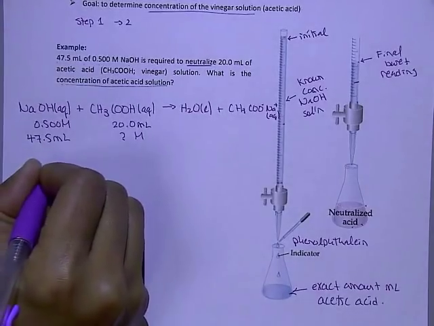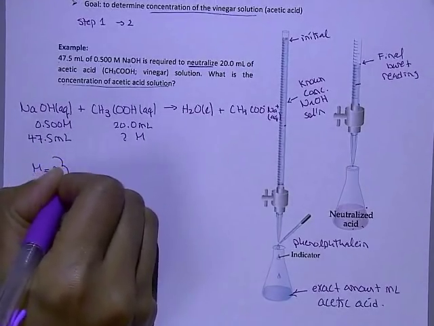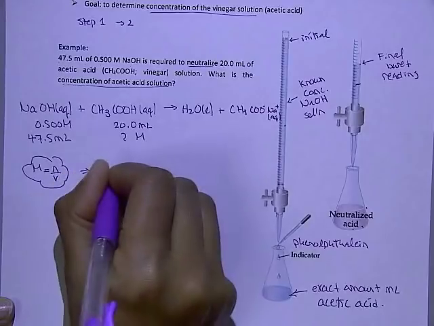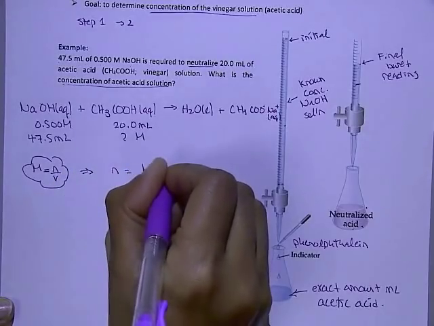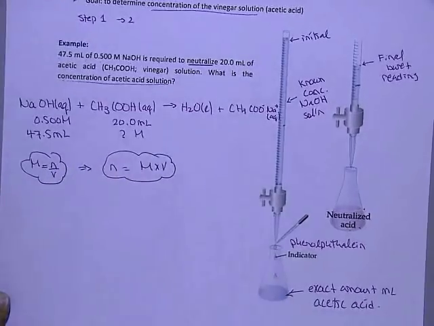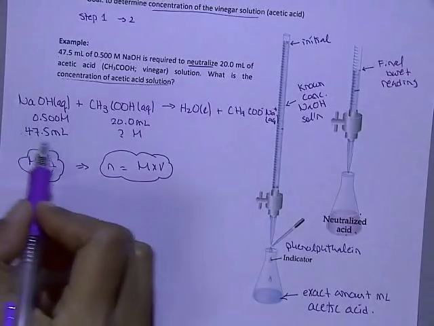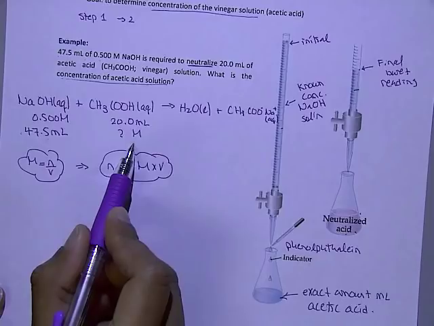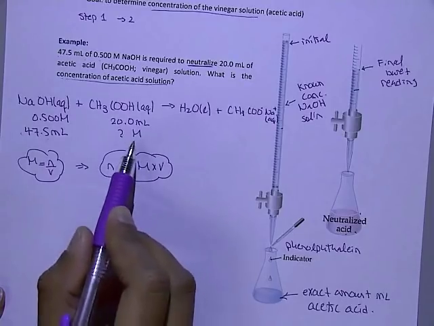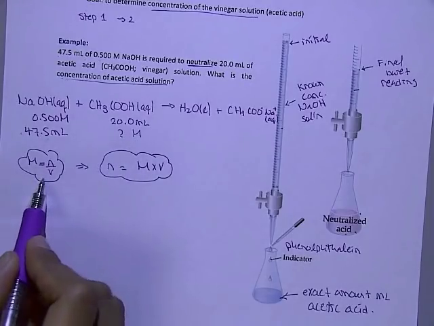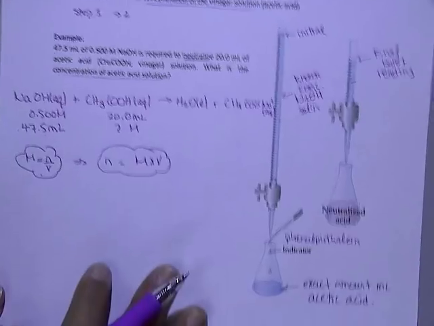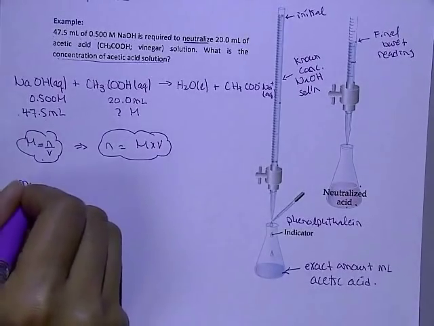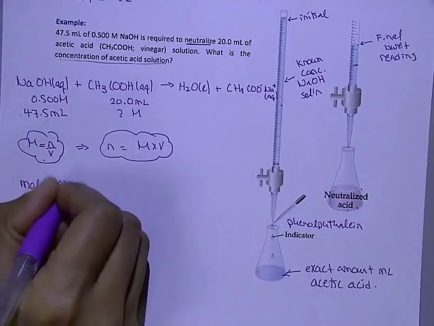So again, remember, molarity is moles over volume. We can rearrange this to solve for moles, which is molarity times volume. So if we've solved for moles of sodium hydroxide, we can then use stoichiometry to find moles of acetic acid. Once we find moles of acetic acid, we can use this equation to find the molarity of the acetic acid solution. So let's go ahead and dive right into this.